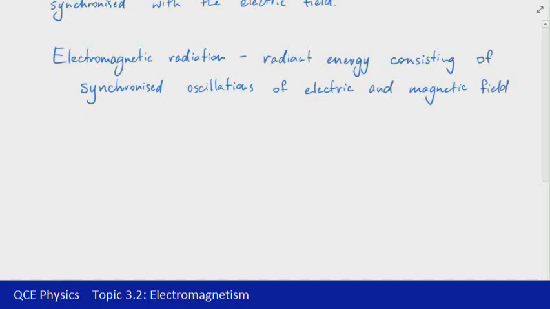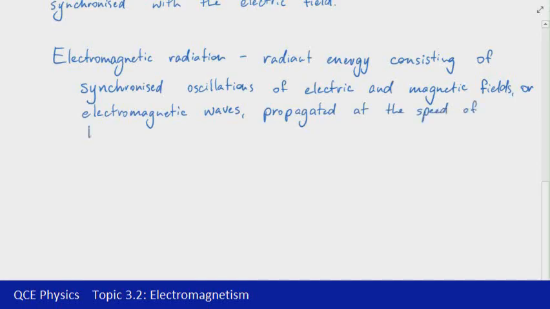Note here also in the definition it briefly drops in the words electromagnetic wave, and there is also a definition for electromagnetic waves that is somewhat similar to electromagnetic radiation. So the two terms are somewhat interchangeable. It's more just about which phenomena it is that you're interested in, whether you're interested more in energy or whether you're interested more in wave motion. And the last thing here is that it's propagated at the speed of light in a vacuum.